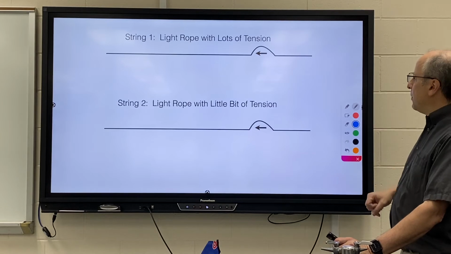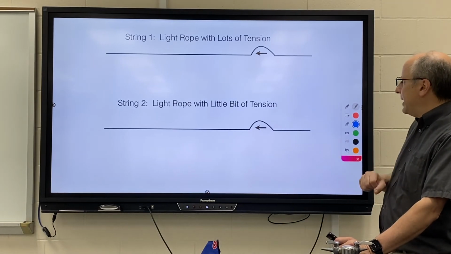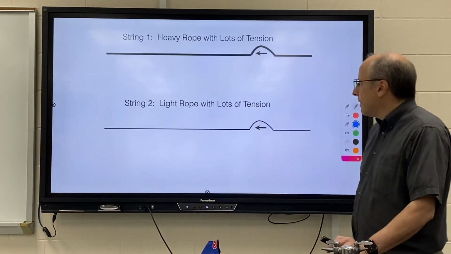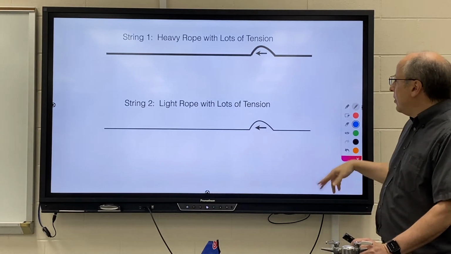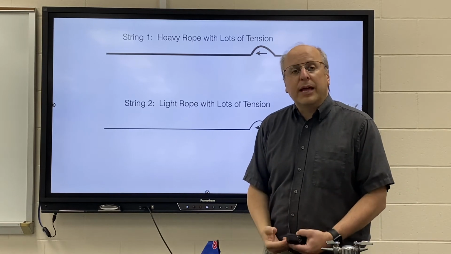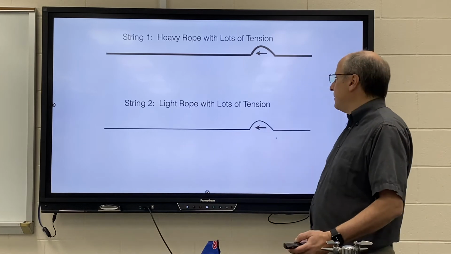Okay, so string number 1, lots of tension. String number 2, a little bit of tension. Which one's going to travel faster? Now I've got 2 of them that have the same tension. One is heavy and one is light. Determine which one is going to have the wave, the pulse of energy, travel faster.